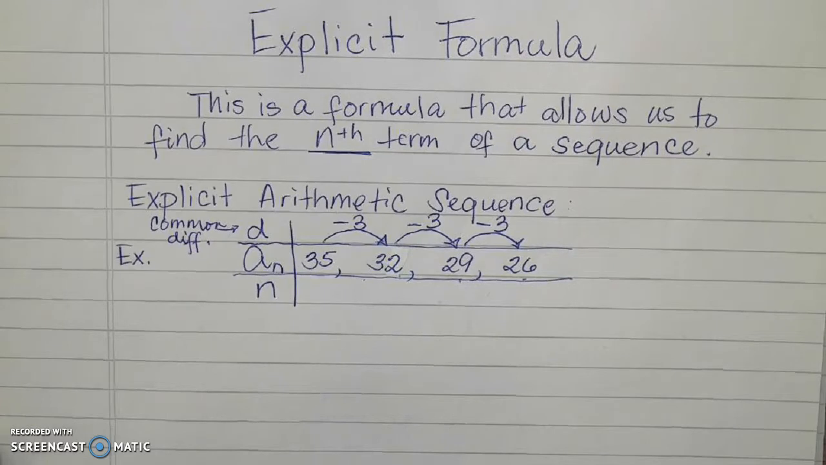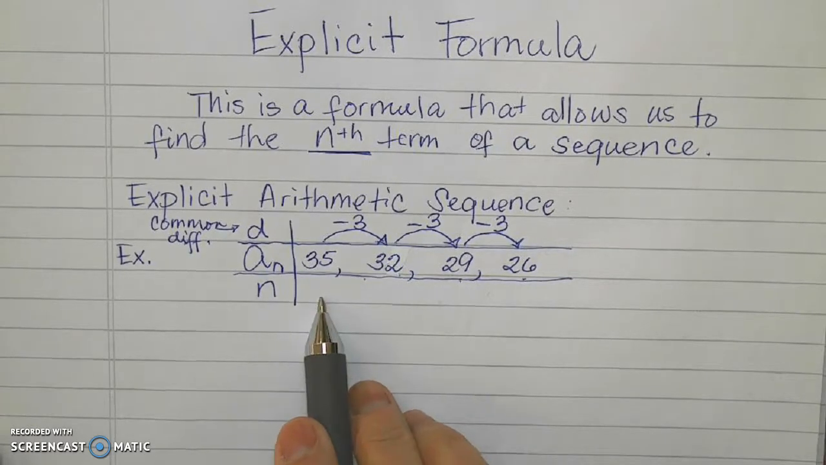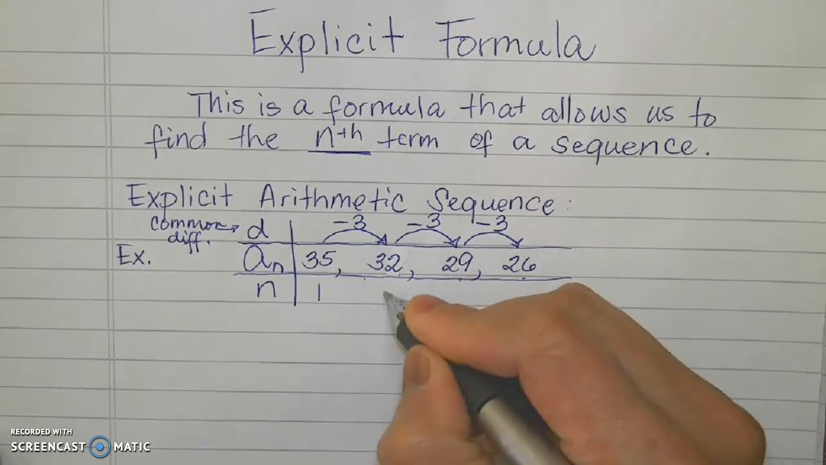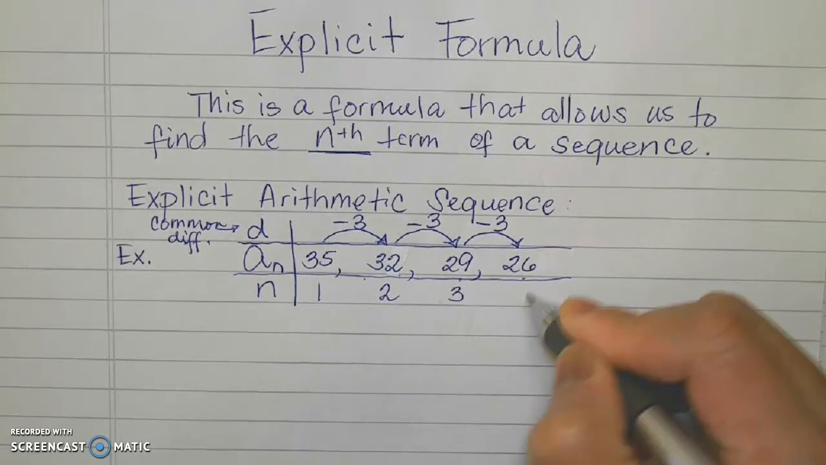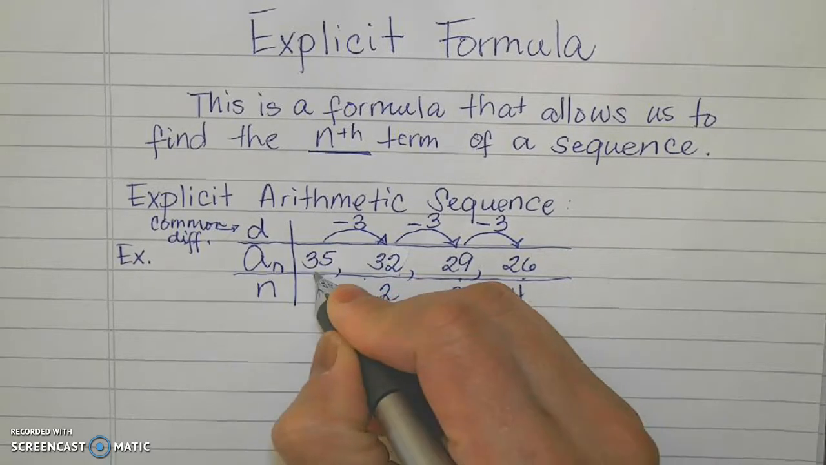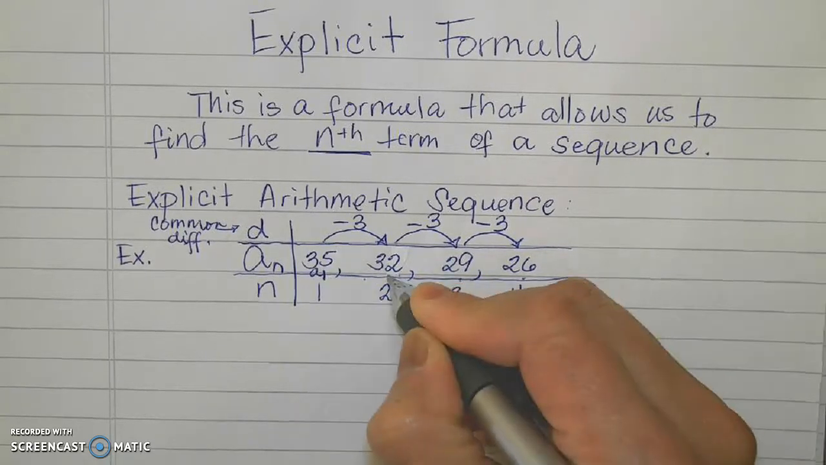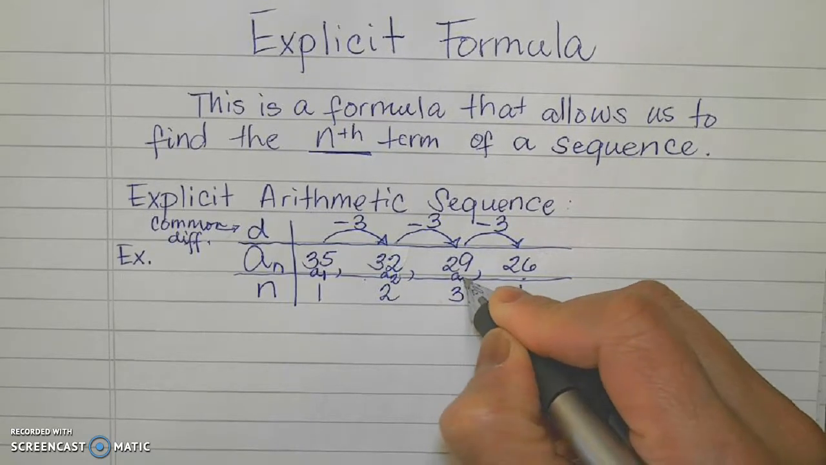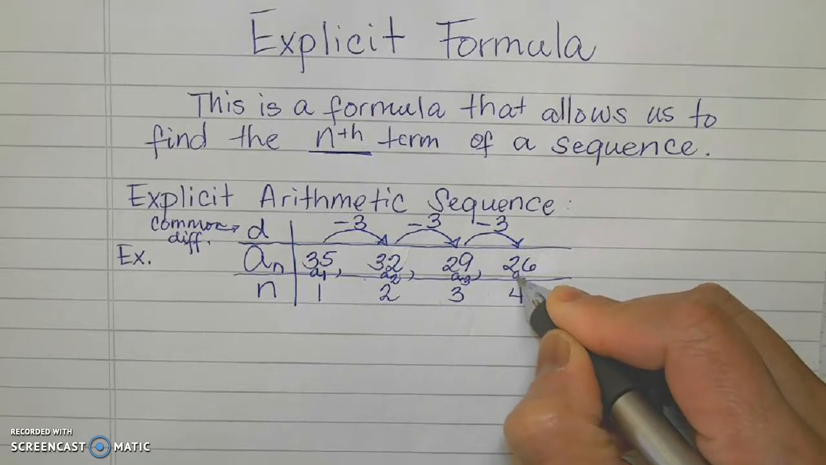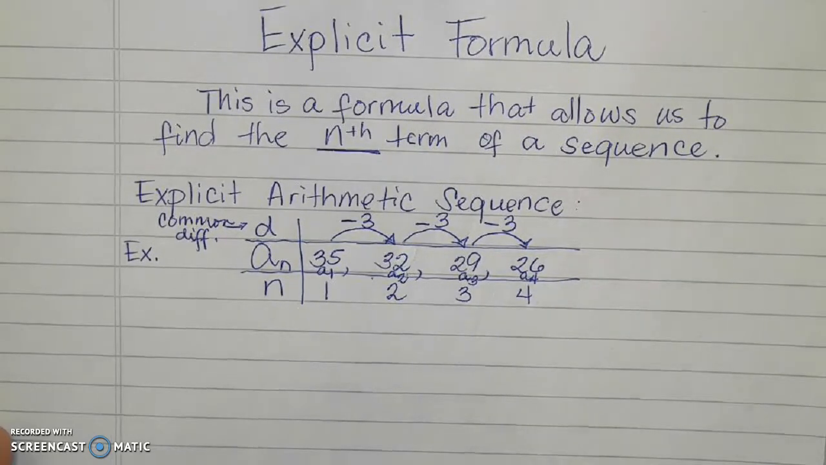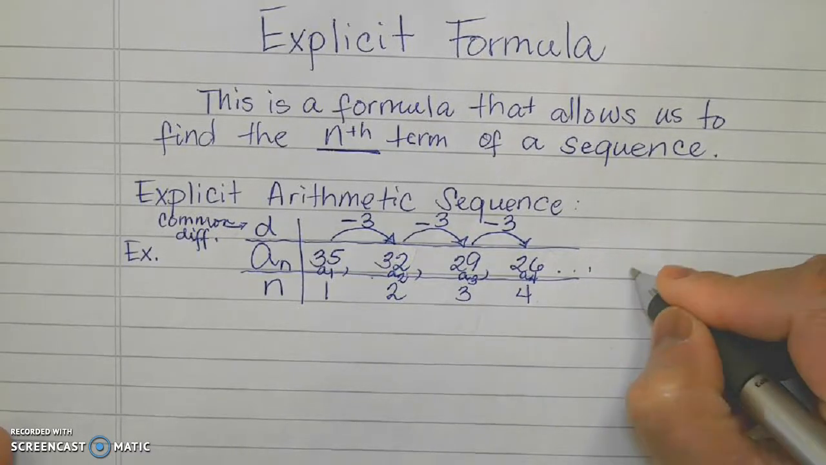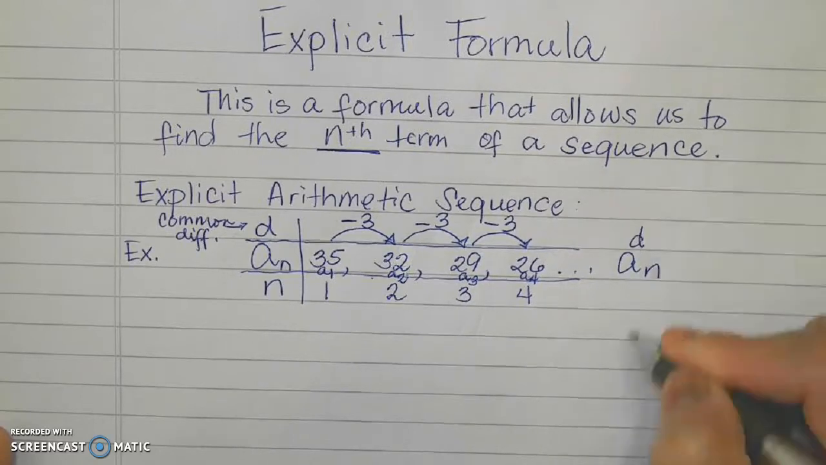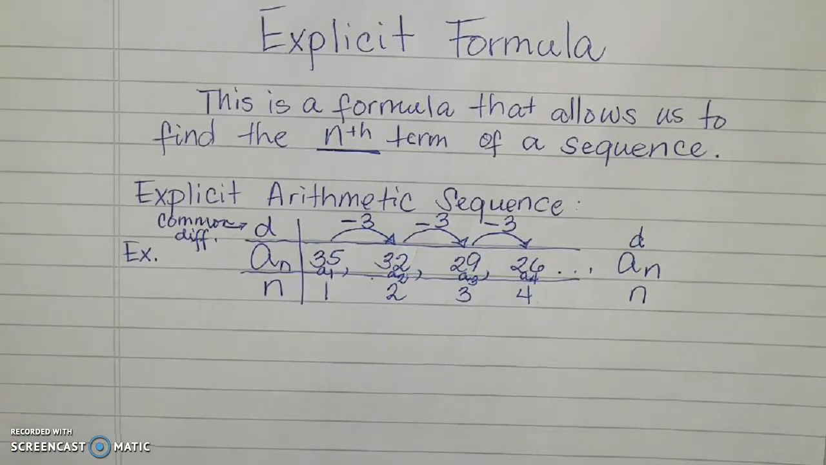3 again. The N is the position of each term in your sequence. So this is position number 1, position number 2, position number 3, position number 4. Therefore, this is A1. This right here is A sub 2. Sorry for the tiny notes right there. A3, and this is our A4, going all the way to AN, and this is again our D, and this is our N right there.